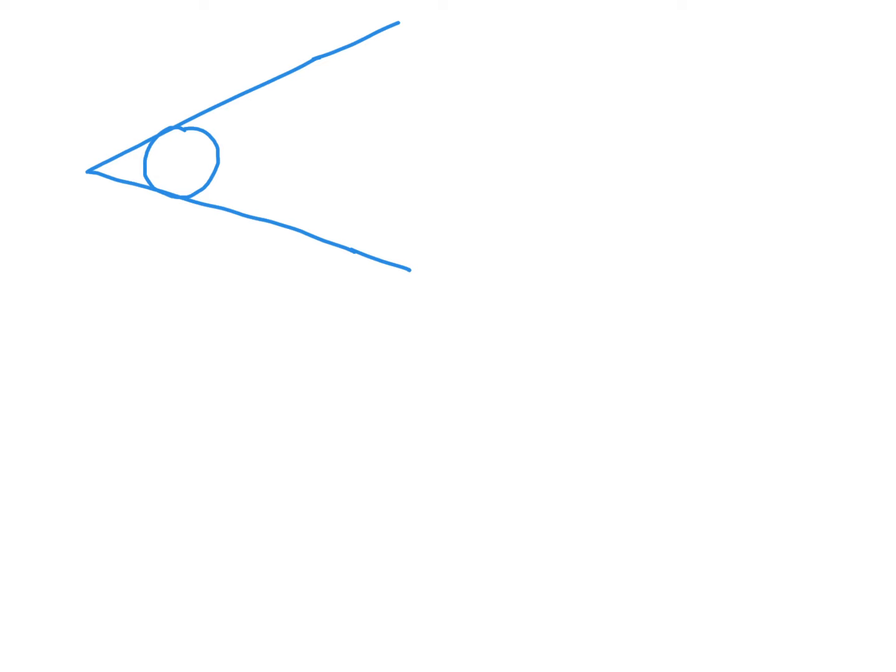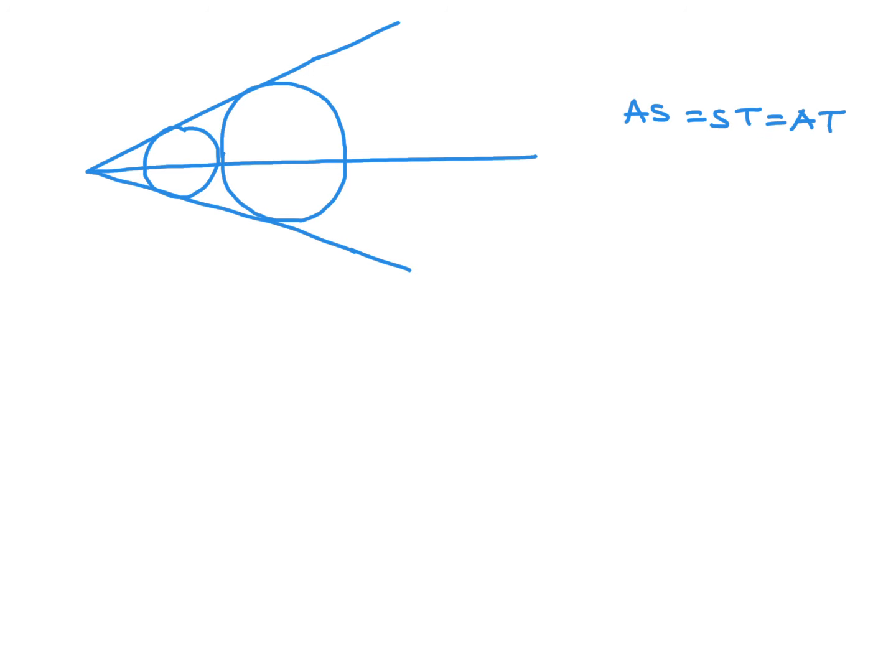Oh boy, that's really bad. Let me see if I can even attempt to make it look somewhat okay, that's pretty decent. Okay, so let me just label this. Basically what they're saying is they want AS to be equal to ST to be equal to AT. So AS, if I was drawing this line down here, this is S right here.